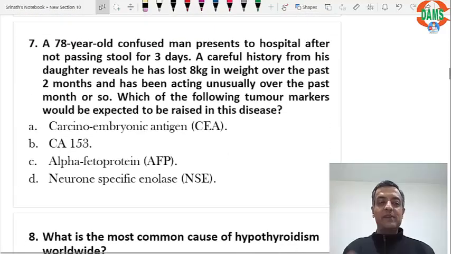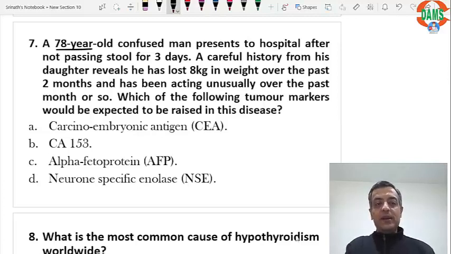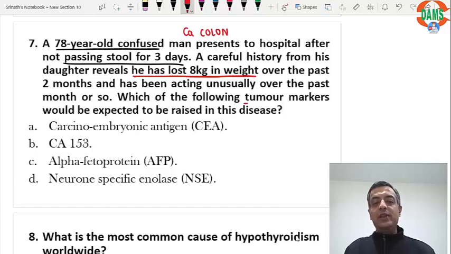Question number 7. A 78-year-old confused man presents to the hospital with not passing stool for 3 days. He also reveals a history of 8 kilo weight loss. So we are suspecting carcinoma colon, and the tumor marker associated is the carcinoembryonic antigen, which is associated with risk of CA colon.